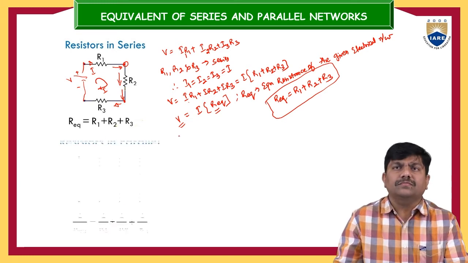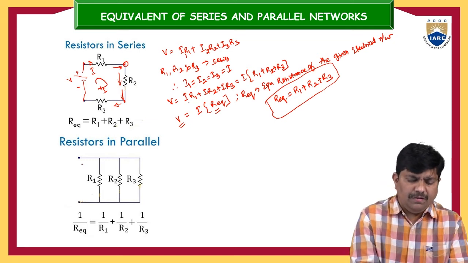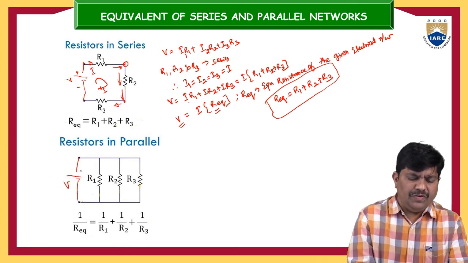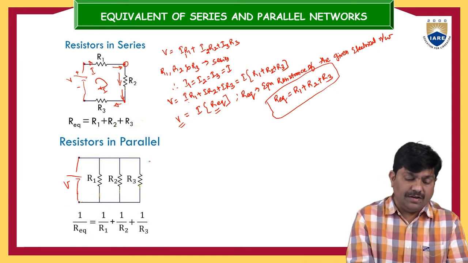And coming to the parallel configuration, R1, R2, R3 are connected in parallel to each other. Assume some voltage source here having a value of V, the supply voltage V, and across this voltage V, one resistor R1 is connected, R2 is connected, R3 is connected. So this is the total current here.